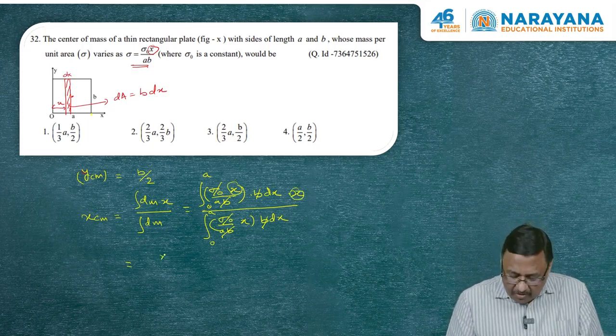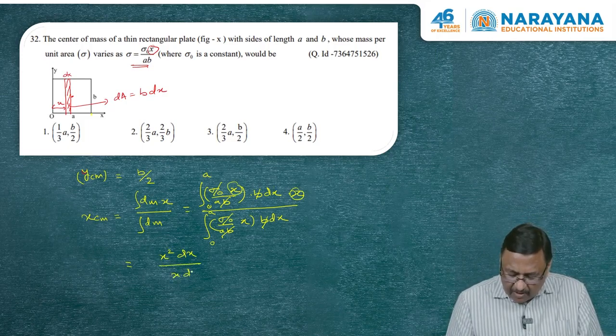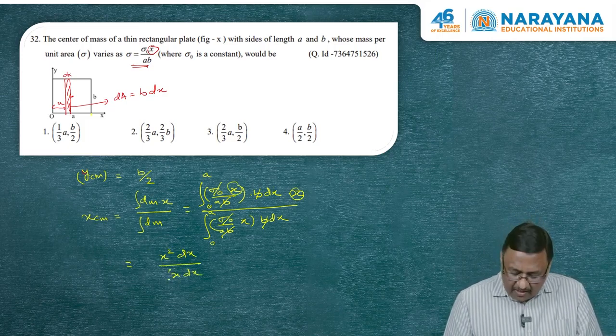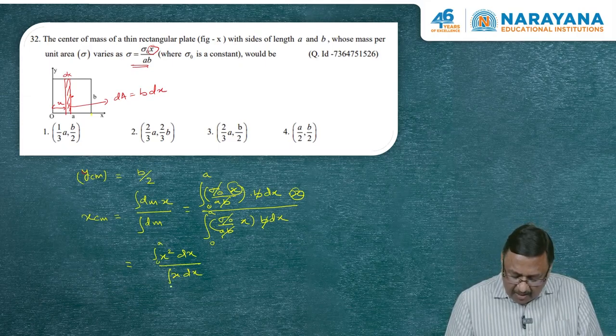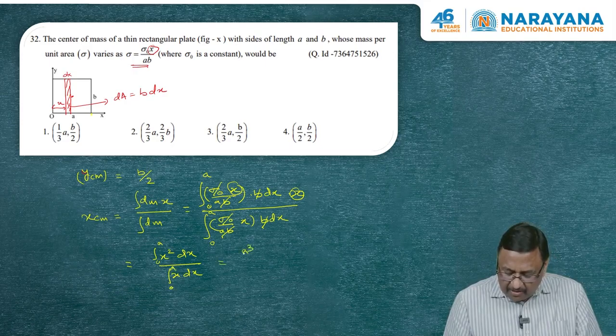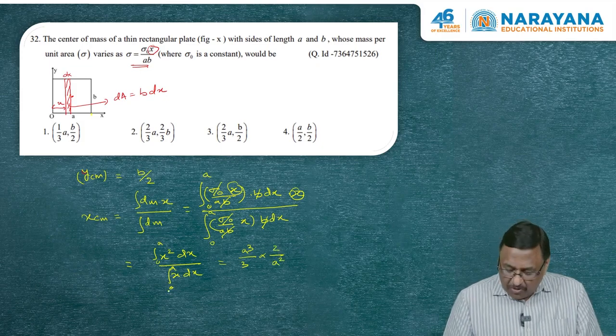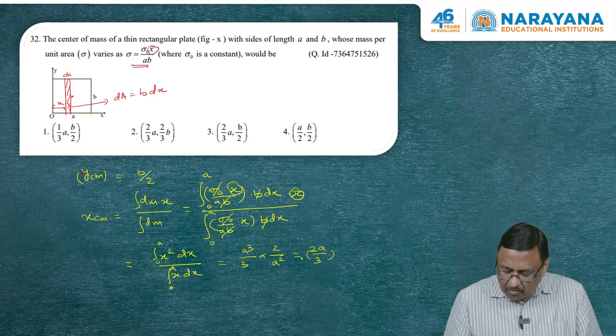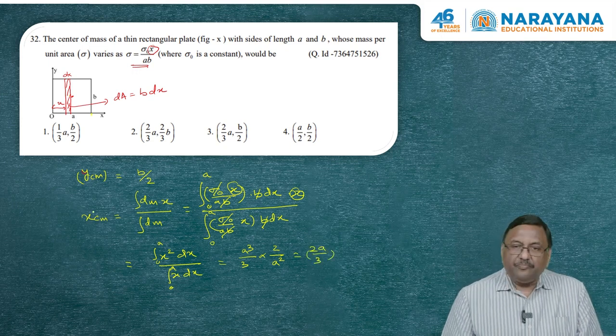So what you're going to get now? x square dx divided by, I can write now, x dx. So if I integrate it again from 0 to a, we are done with our answer. It is a cube divided by 3. I hope there's no need to solve all such simple things. It is a cube by 3 divided by a square upon 2. What you're going to get now? That means it is going to be 2a divided by 3, which is now my x coordinate of center of mass.